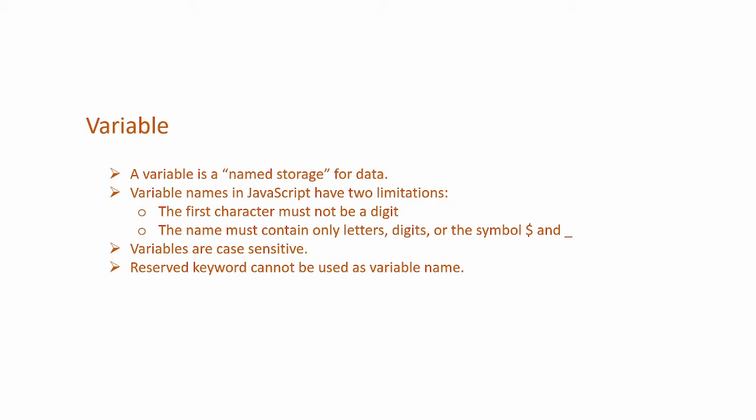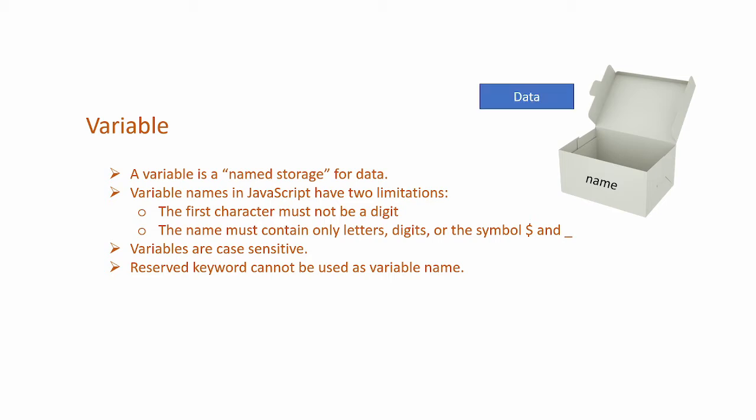Now, when I said it's a named storage, let's quickly understand that. Basically, when we declare a variable, you can consider that declaration as a box with a labeled name on it. And then we have data. That data can be anything, Amar, Kumar, Ram, any name you can take, and the data goes inside the box, which gets stored into that variable. So that's why we say a variable is a named storage for data.